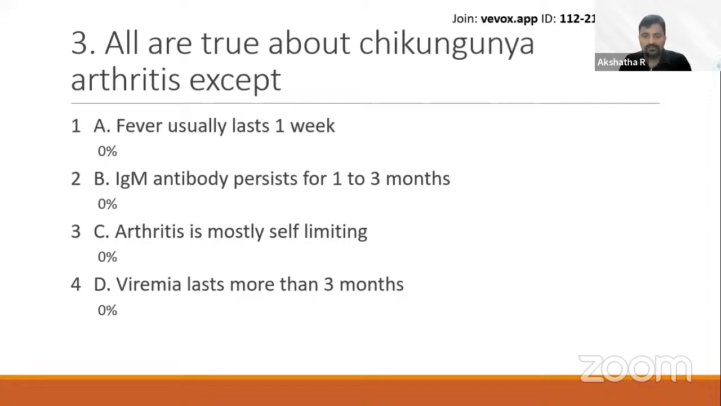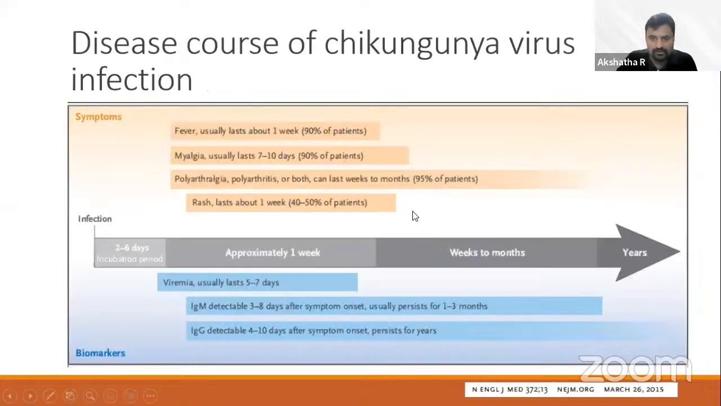Coming to the epidemiology, the timeline of chikungunya arthritis: usually fever and myalgia last for up to 7 to 10 days in most of the patients, and polyarthralgia can last for weeks to months. After an incubation period of 2 to 6 days, the symptomatic phase lasts for up to 1 week, and the arthritis can last for weeks to months.